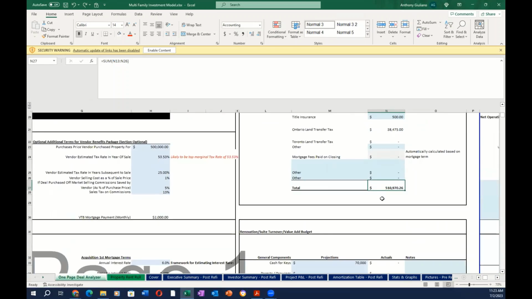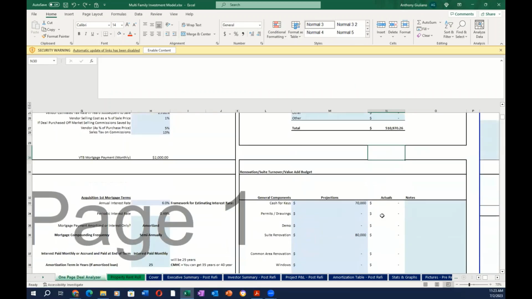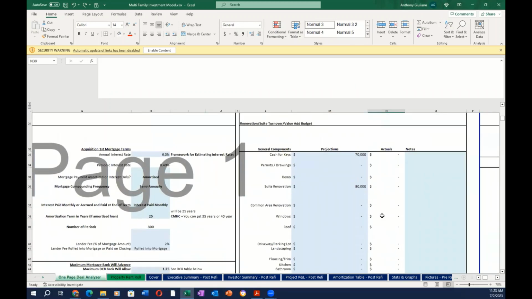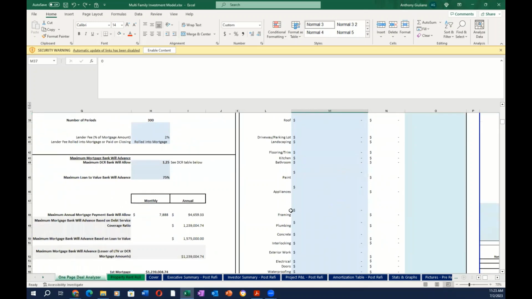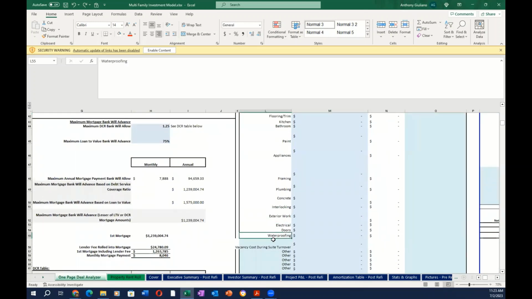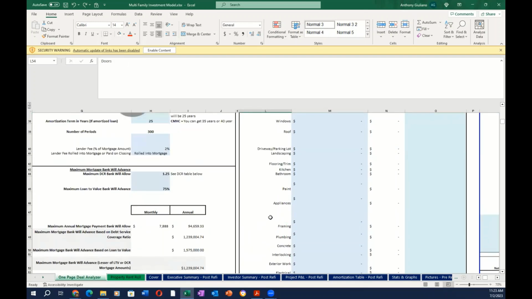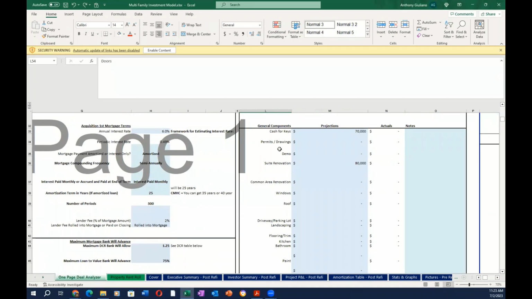So that money will have to be raised. The next section we're going to get into is your renovation budget, or suite turnover budget. So over here, I have all these sections. Honestly, I've given you examples of all components of a building, but you can overwrite these areas and just have them indicate exactly what you specifically are renovating in the property.